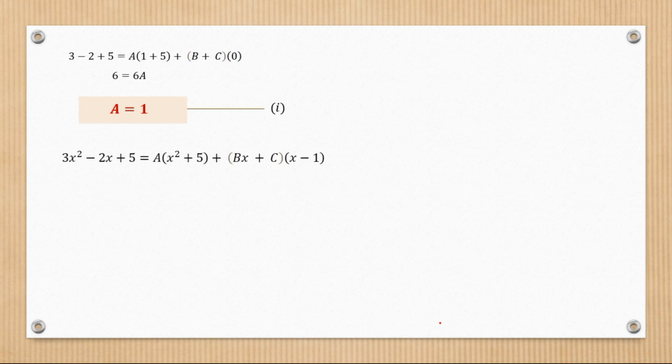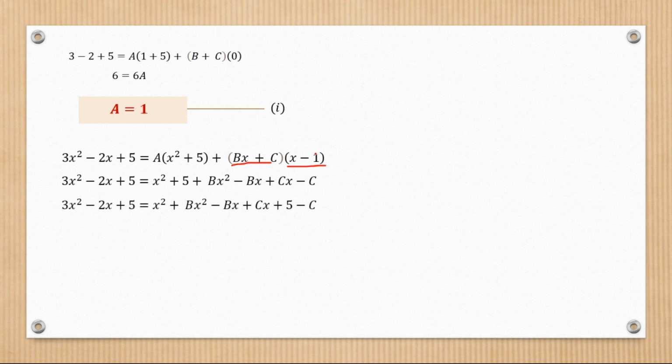What happens is we're going to get this equation that we have here, 3x squared minus 2x plus 5 being equal to that. But now the difference is we know what the value of a is. We know that a is equal to 1. So if a is equal to 1, that means we're just left with x squared plus 5 right here. And then right here, we're going to multiply this times that, and then we'll have bx squared minus bx plus cx minus c.